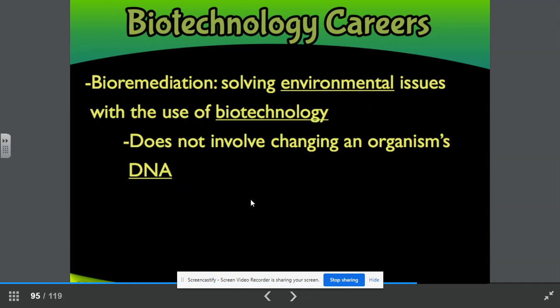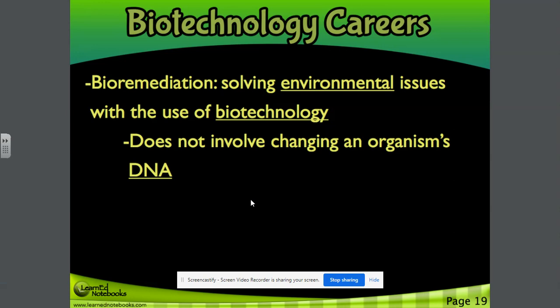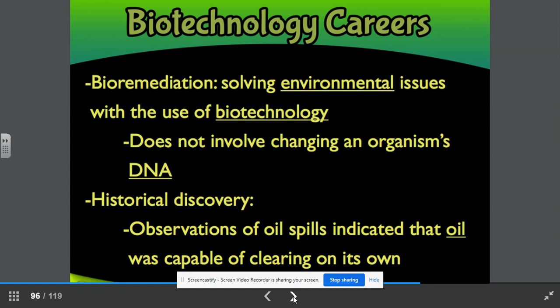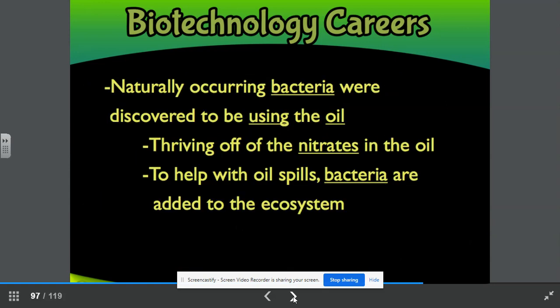Bioremediation is solving environmental issues with the use of biotechnology. It does not involve changing an organism's DNA. The historical discovery of bioremediation was made with the observation of oil spills, which indicated that oil was capable of clearing on its own. Naturally occurring bacteria were discovered to be using the oil. They were thriving off the nitrates in the oil. This helps with oil spills. The bacteria are added to the ecosystem if an oil spill is present.